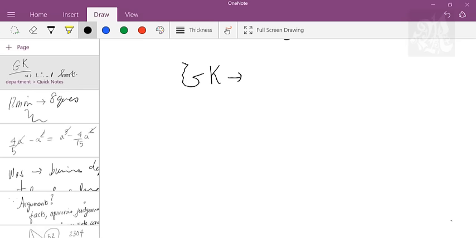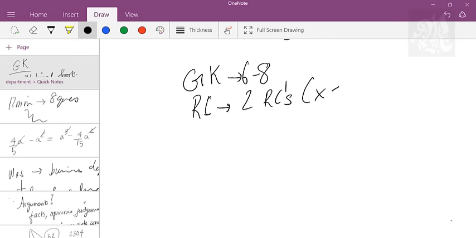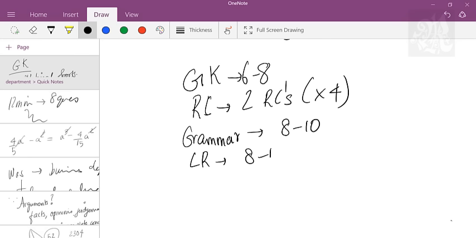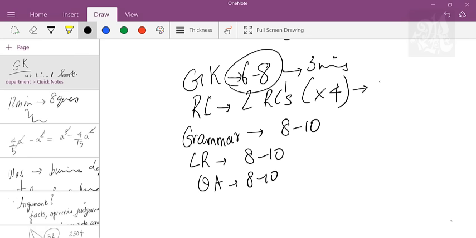If it is the same pattern as last year, try to attempt 6 to 8 in GK. In RCs, do 2 RCs, 4 questions each. In grammar, do around 8 to 10 questions. In LR, do around 8 to 10 questions. And in quant, do around 8 to 10 questions. If I want to give you the timing, for this you'll take 3 minutes. For this, take approximately 20 to 25 minutes. Or maybe 30 minutes will also do here, not a problem.